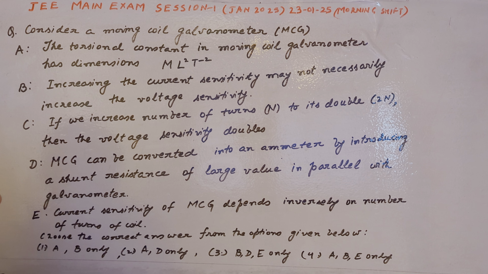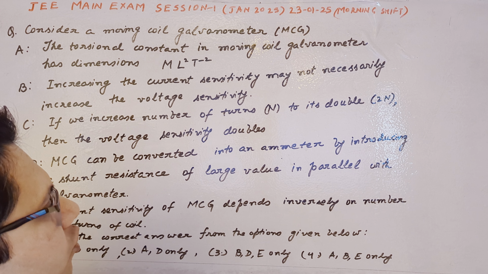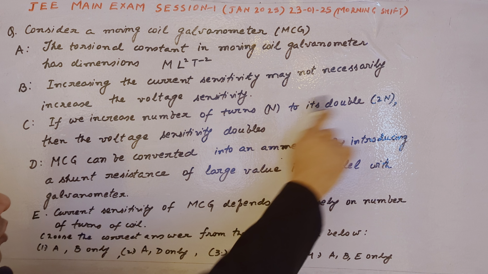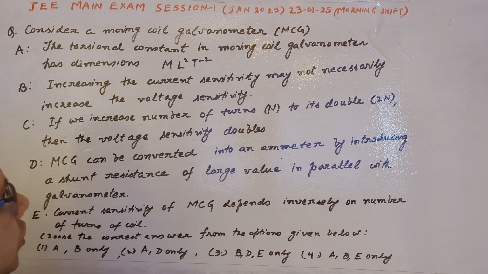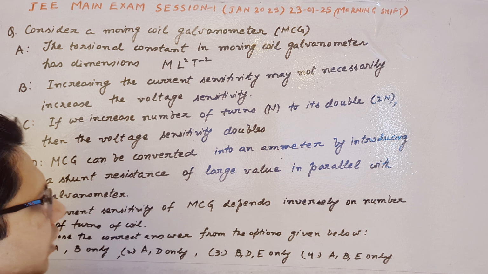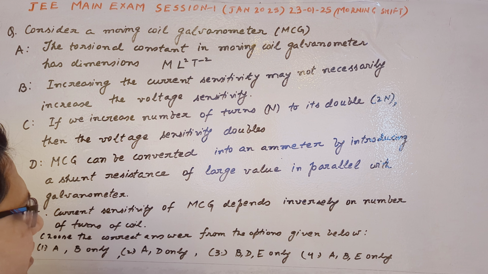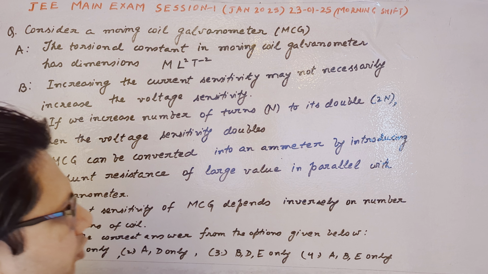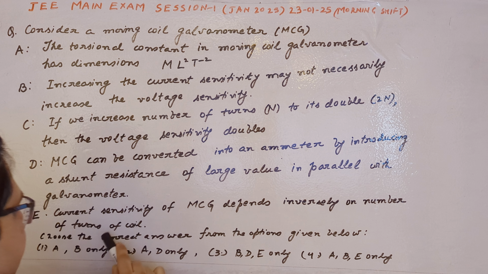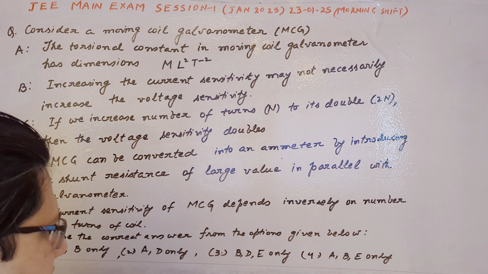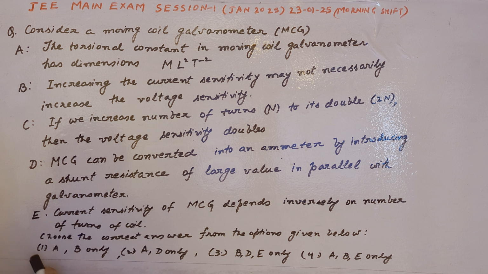Statement C, if we increase the number of turns to its double, that is N to 2N, then the voltage sensitivity doubles. Statement D, a moving coil galvanometer can be converted into an ammeter by introducing a shunt resistance of large value in parallel with the galvanometer. Statement E, current sensitivity of a moving coil galvanometer depends inversely on the number of turns of the coil. Choose the correct answer from the options given below.